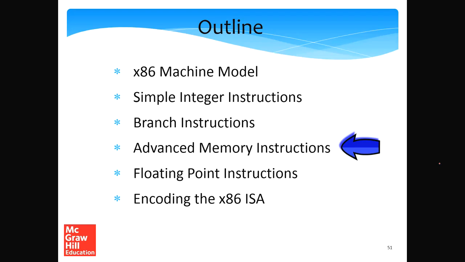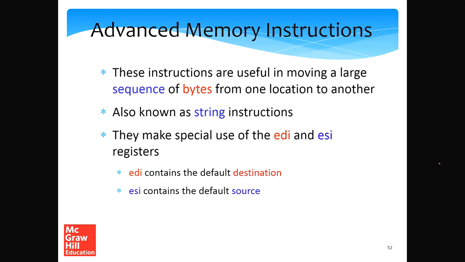Now let us discuss advanced memory instructions. Advanced memory instructions is where we can actually see the power of the x86 instruction set. What good is a complex instruction set unless it gives us some instructions that make our life really easy? There has to be some justification for the C in CISC, so we'll see that with advanced memory instructions.